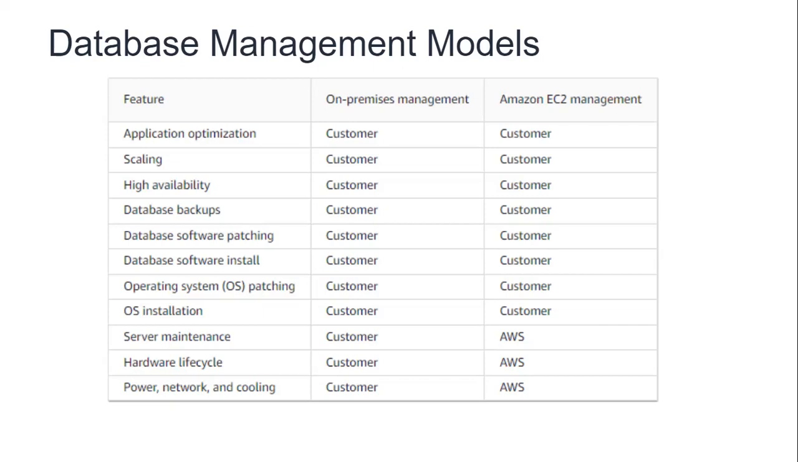The cool thing about using RDS is that the only thing you have to do is optimize your application. Every other feature you see here is done by AWS. So why do you want to do all this work when somebody can do it for you and you pay them a small amount of money? That's why most people would use RDS rather than manage their own database.